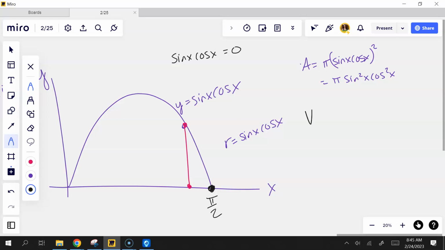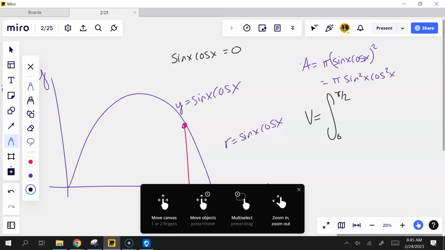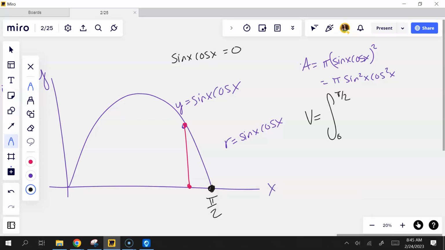Well, set it up. What's the volume? The integral. From what to what? 0 to pi over 2 of pi, and I'm going to put this pi out here because it's always a constant and it's always there, sine squared cosine squared.